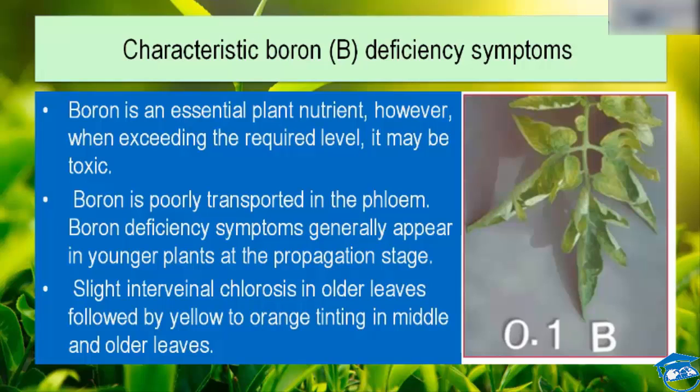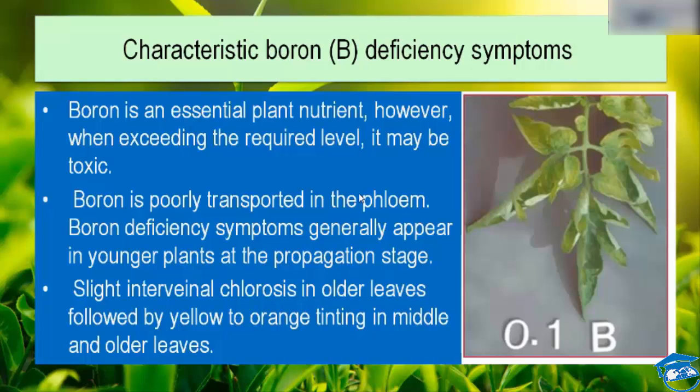Now come to the characteristic boron deficiency symptoms, students. Boron is an essential plant nutrient. However, when exceeding the required level, it may be toxic. Boron is poorly transported in the phloem. Phloem is a vascular tissue which helps in the conduction of food material from leaf to the other parts of the plant. So boron is poorly transported in the phloem.